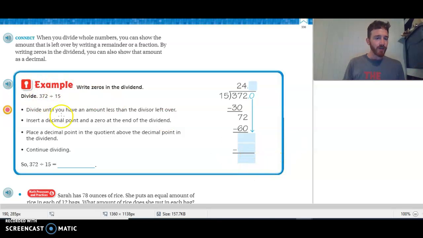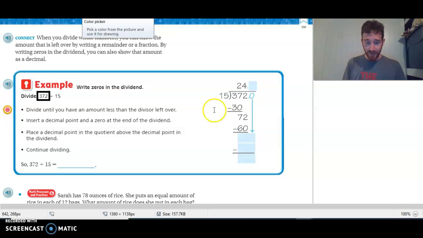Here we see one where we divide 372 by 15. So these are 2 whole numbers. We don't have any decimals here. So what I want you to do is think about, if I'm dividing 372, where would that decimal point be? Okay, so think about where that decimal would be. It's not there, but we're going to put it in here. It's going to come in handy at some point, okay?